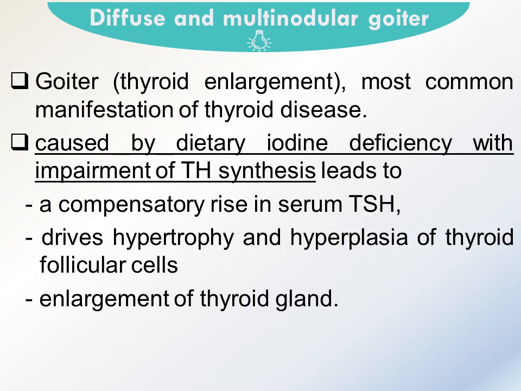The next subject is the diffuse and multinodular goiter. The goiter is defined as enlargement of the thyroid. It is the most common manifestation of thyroid disease.